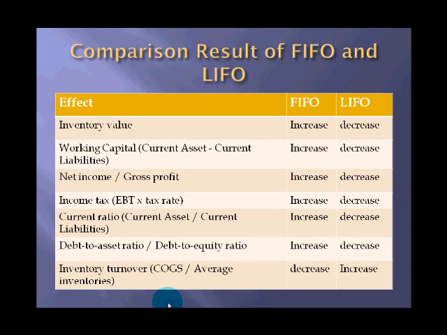The inventory turnover ratio will be higher when LIFO is used during a period of increasing costs. The reason is that the cost of the goods sold will be higher and the inventory cost will be lower under LIFO than under FIFO.